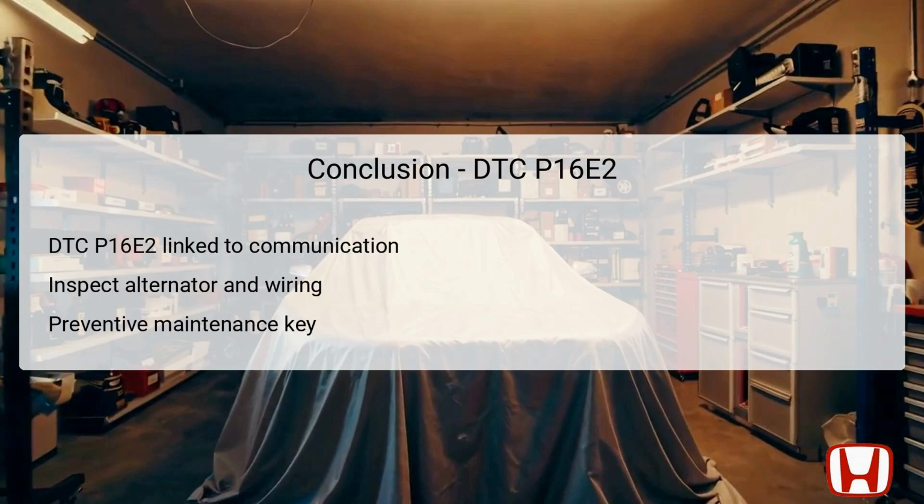In summary, DTC P16E2 indicates a communication error between the PCM and components such as the alternator through the LIN circuit. Identifying loose connections, faulty components, and damaged wiring is crucial for resolving this error effectively. Each step in troubleshooting, from inspecting the alternator to testing the LIN circuit and PCM, is vital in pinpointing the underlying issue. By acknowledging the potential causes and understanding symptoms, diagnostics can lead to a comprehensive repair process.